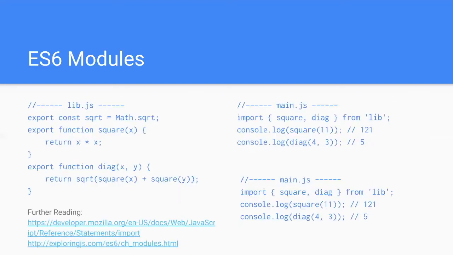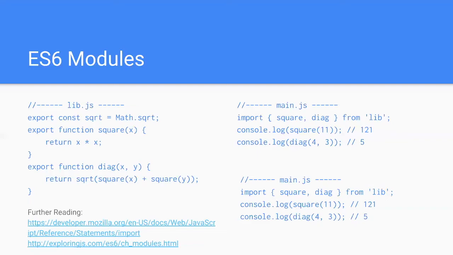So here's an example. Over there on the left, we've got our library file, just lib.js. This is where we're exporting some different variables and different functions. We can export a constant that's just a square root of something. We can export a function. So we've got a square function that just takes the square root.